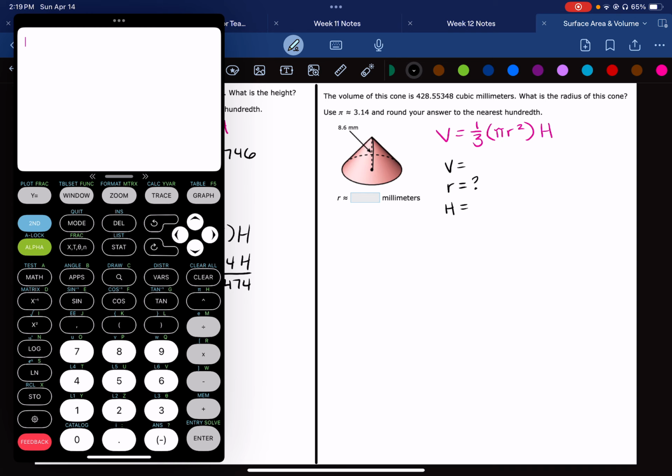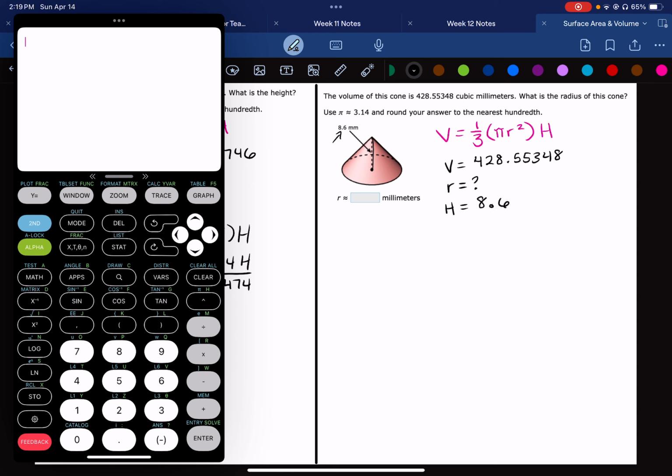So let's look at the problem. Do we know what the volume of this cone is? And from the first sentence in this question, we are told what it is. We're told it's 428.55348 cubic millimeters. And from the diagram, we can see that the height is 8.6 millimeters.